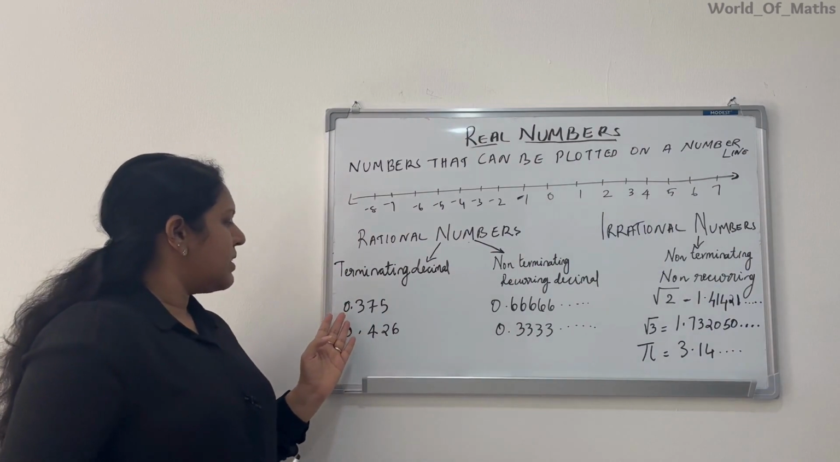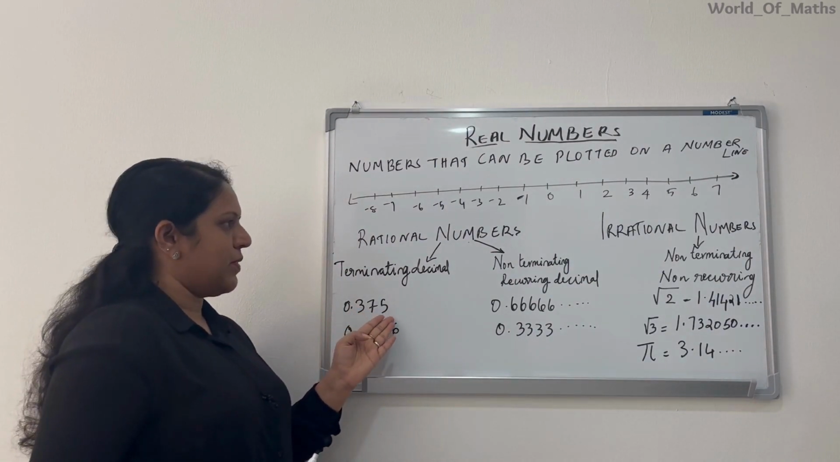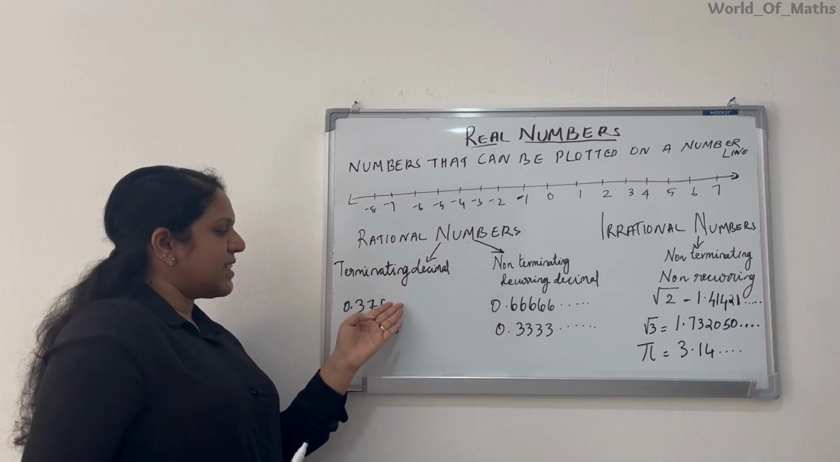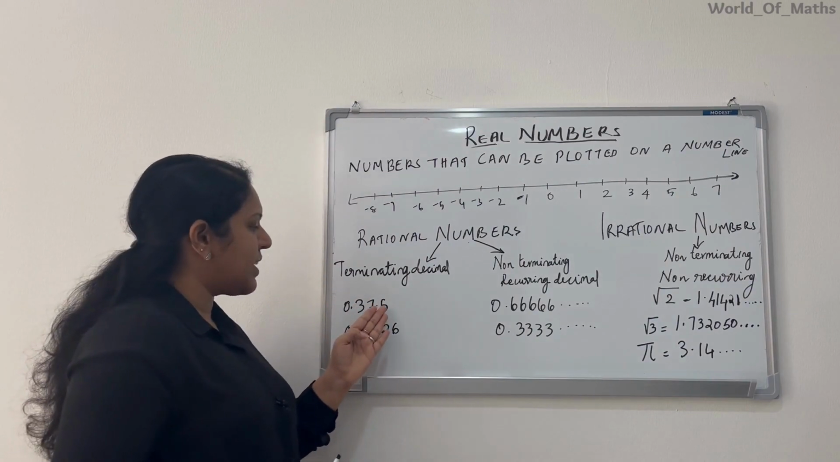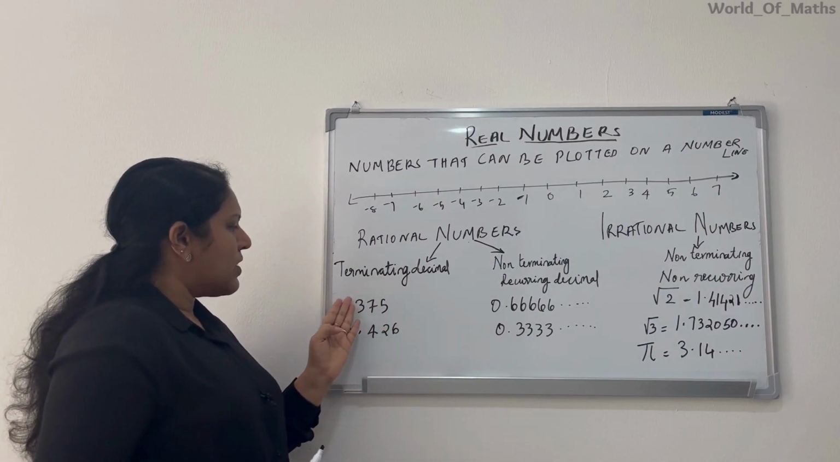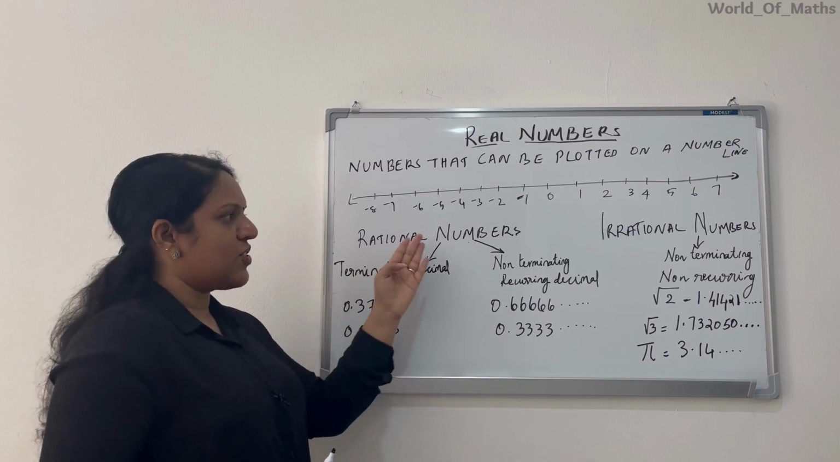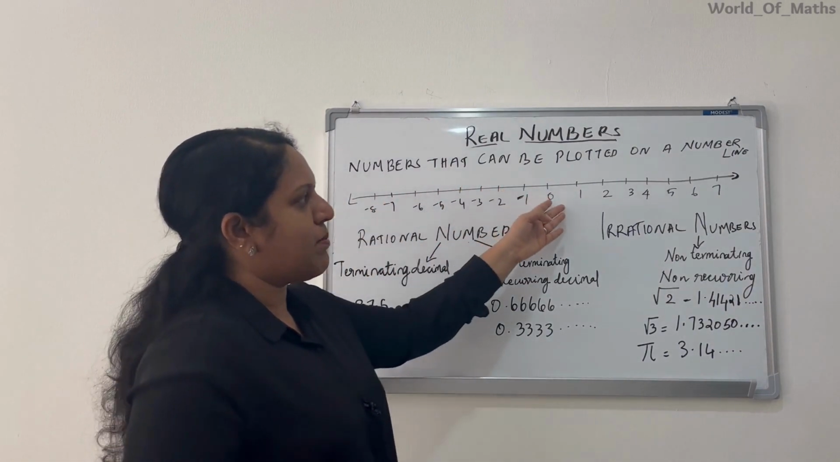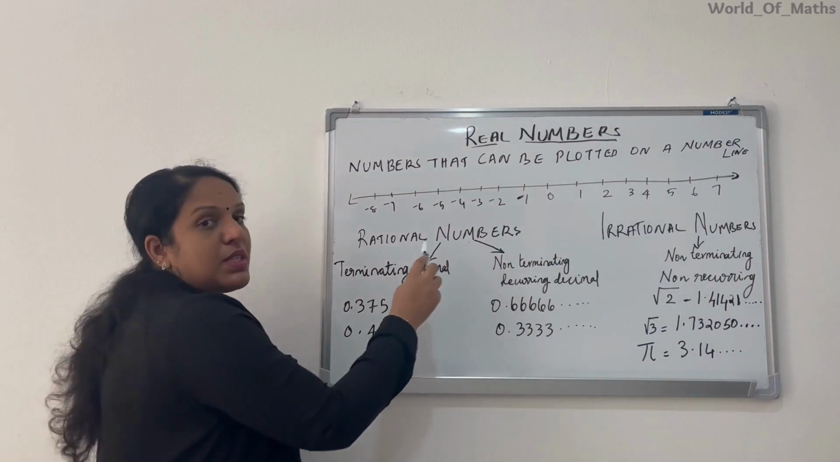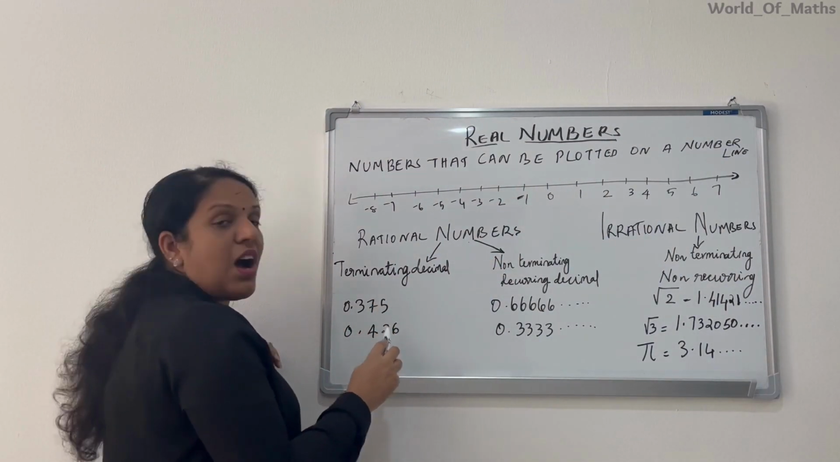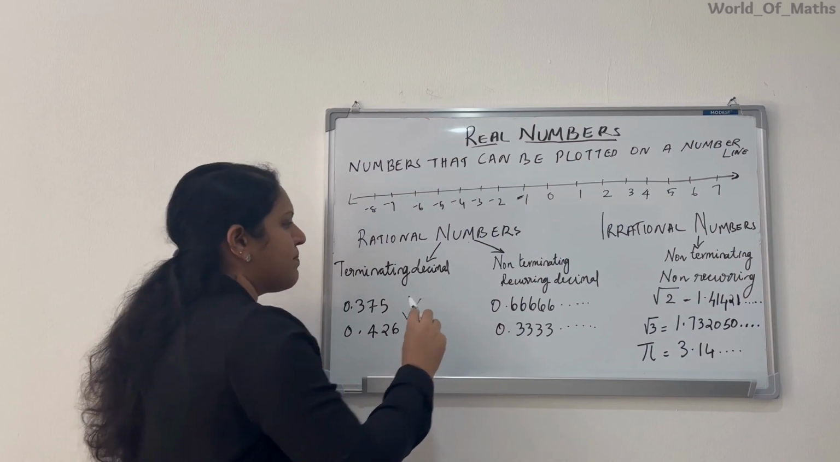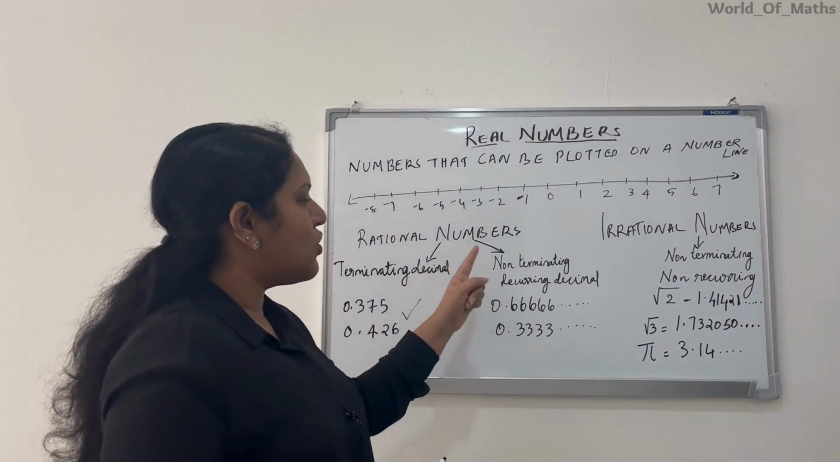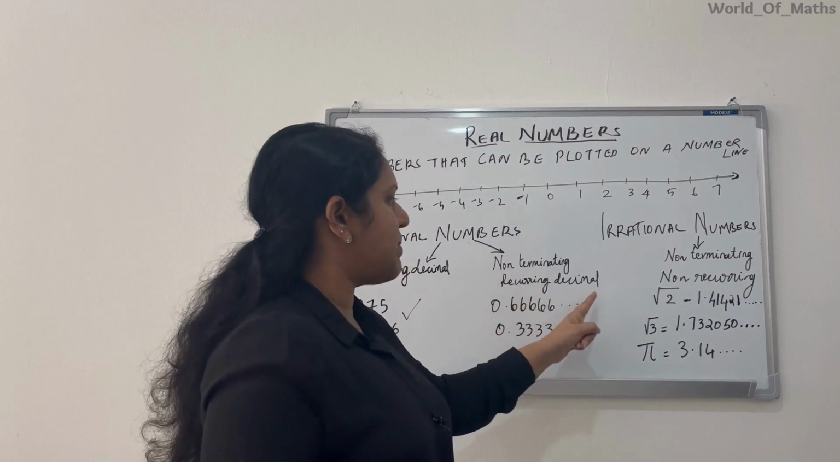For example, the number 0.375. This is a decimal number, but it terminates at 5. So this is called a rational number. All rational numbers can also be plotted on a number line. So the rational numbers with terminating decimals are real numbers. The second type is non-terminating recurring decimal numbers.